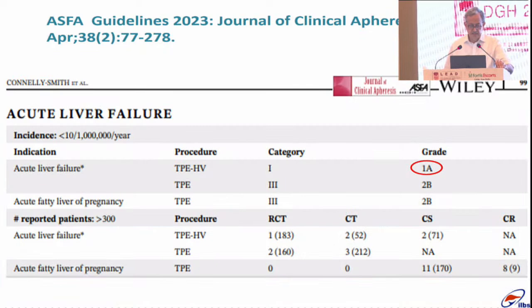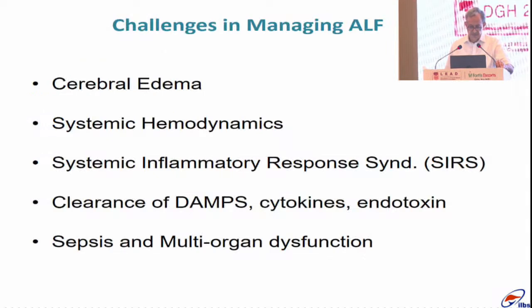In the guidelines of 2023, you will see that it is given 1A category in ALF as a therapy for plasma exchange. Managing ALF has challenges. In acute liver failure, generally 70% will have cerebral edema, hemodynamics are deranged, SIRS is present, you have DAMPs, cytokines, toxins, and sometimes multi-organ failure.